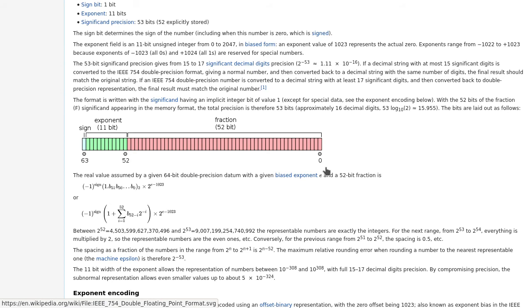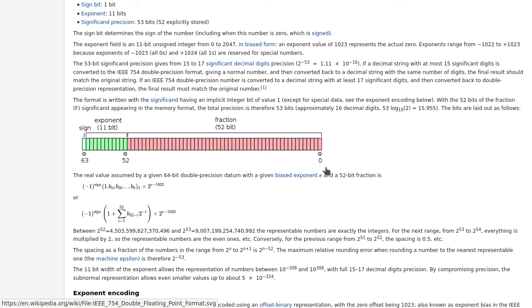A double precision floating point number is 64-bit wide. So that's why we went from bit 0, which is all the way to the right-hand side. Bit 0 is also known as the least significant bit, or LSB. And then as we go to the left-hand side, we go all the way to bit 63, which is the most significant bit.